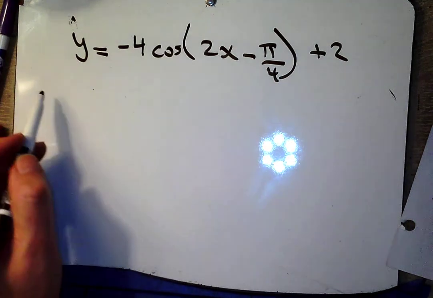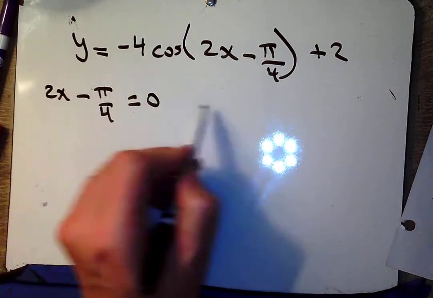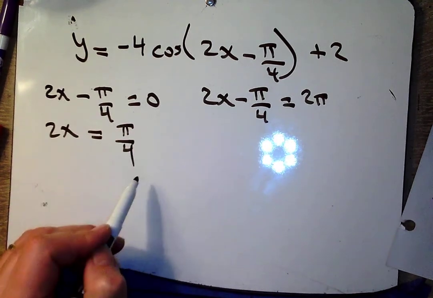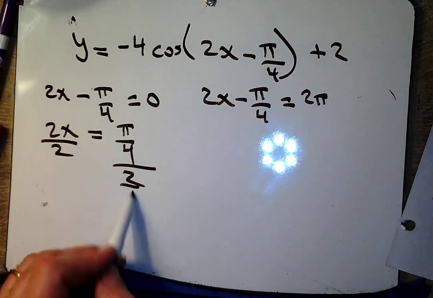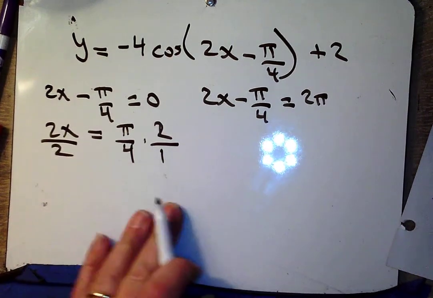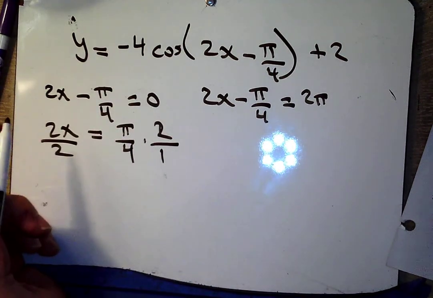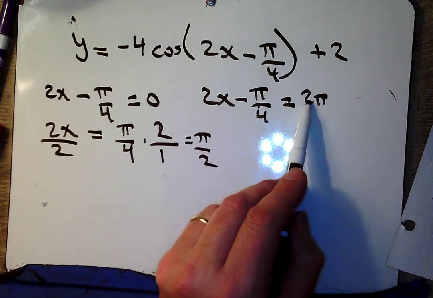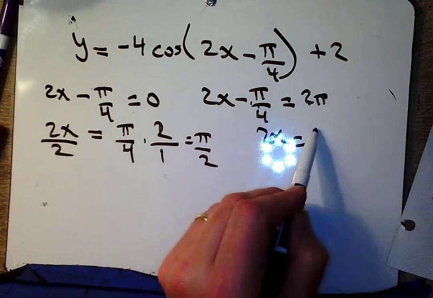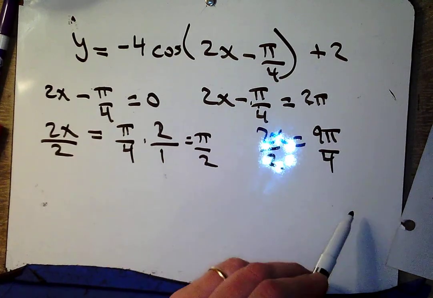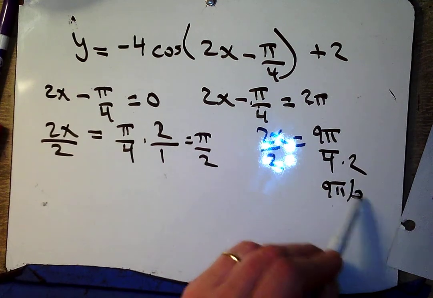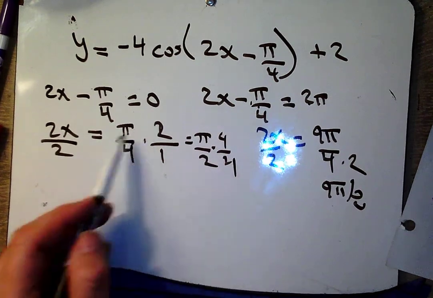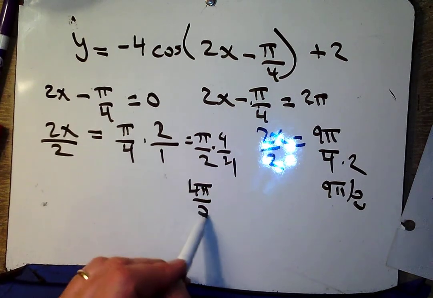Hey, welcome back. So set that argument equal to 0. And set that argument equal to 2 pi. So I'm going to get 2x equals pi over 4. And I have to divide by 2. And then you do the flip and multiply. And you end up with, yes, that's exact, pi over 2. Here, I've got 8 pi over 4 plus 1 pi over 4 is 9 pi over 4. And I want to divide everything by 2. That's 9 pi over 8. Gosh, I wish this were pi over 8s. Oh, well, that's interesting. So I end up with 4 pi over 8.